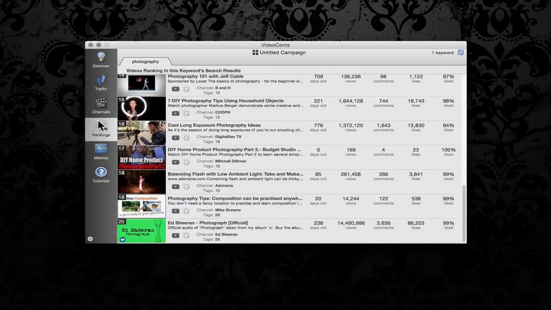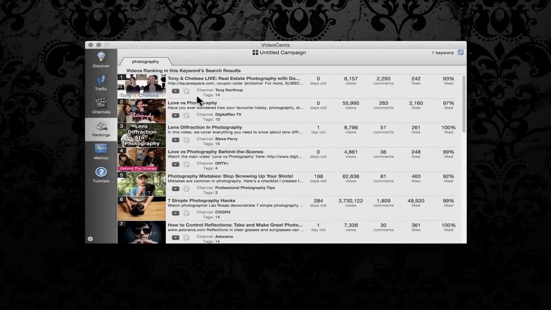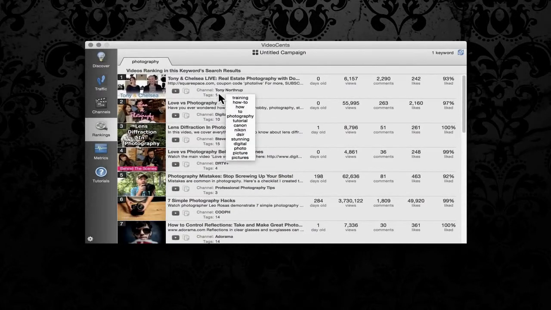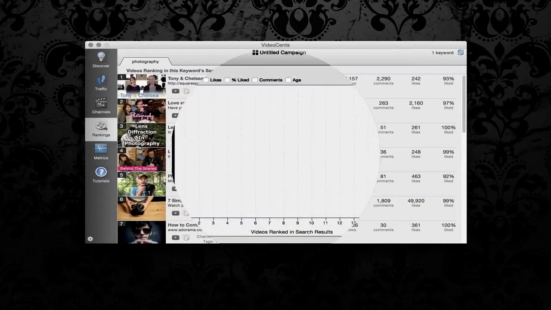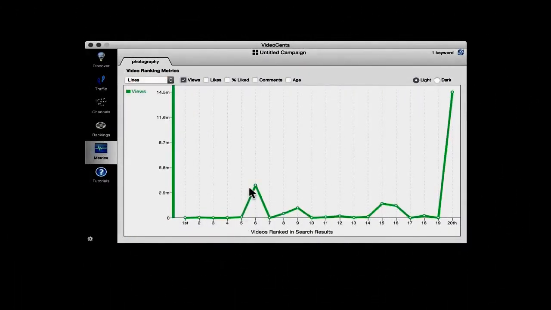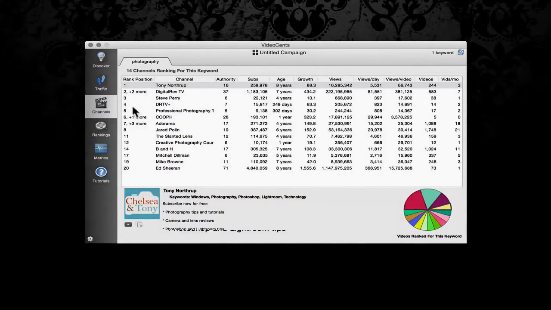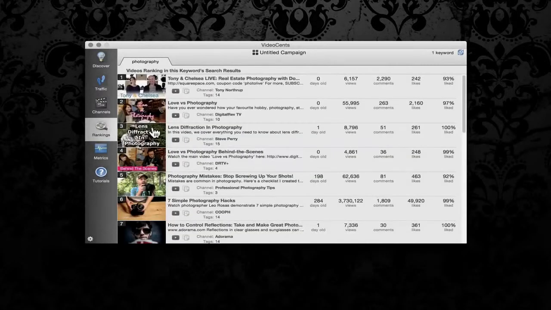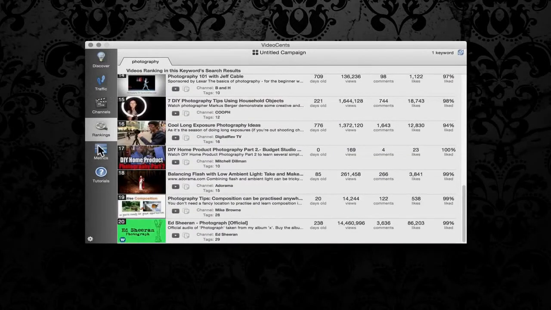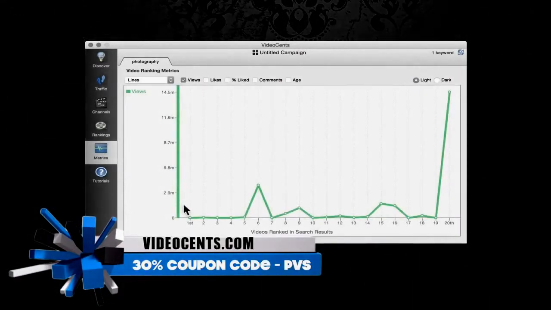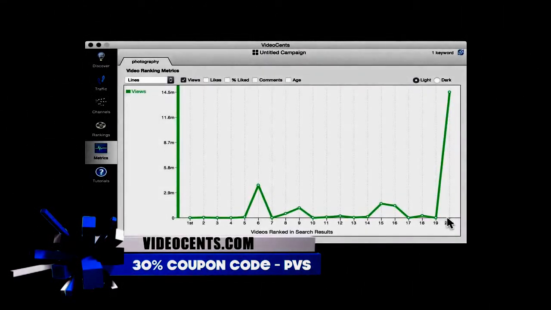I can go to the rankings and I can see here that under the tags, I just hover over it. Those are the keywords that have gotten him to the number one spot. But it also lets me know all the words that he's not using. Metrics, how many views each of these channels are getting. And if you look down here, you've got 1 through 20 in the rankings. And these are the metrics for the 1st through the 20th.